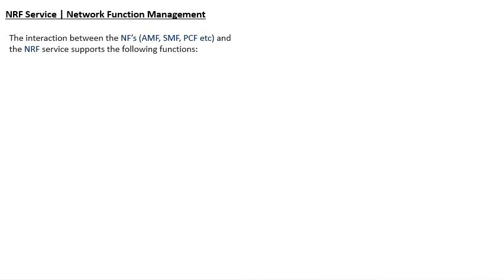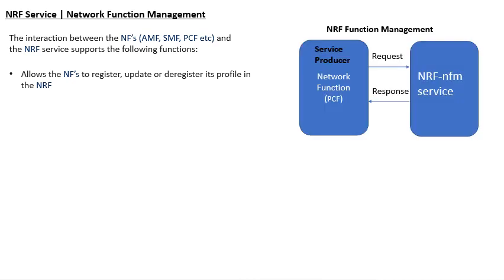If we look a little bit more in detail at the different functions supported, it allows the network function to register, update, and deregister its profile in the NRF. What does it mean? For example, if any producer, we can take the example of, let's say, SMF, is live in the network, is being configured and wants to cater to traffic, it's being configured and trying to start getting the traffic.